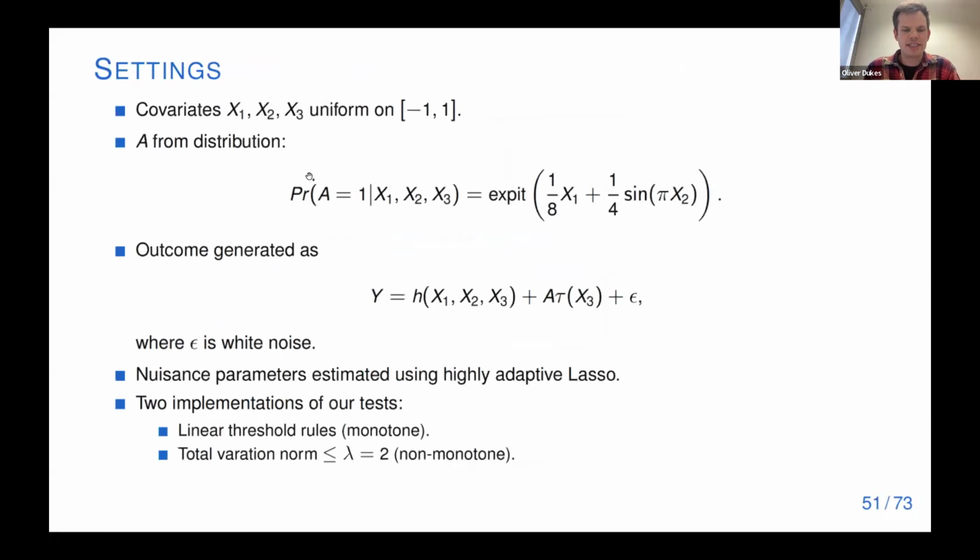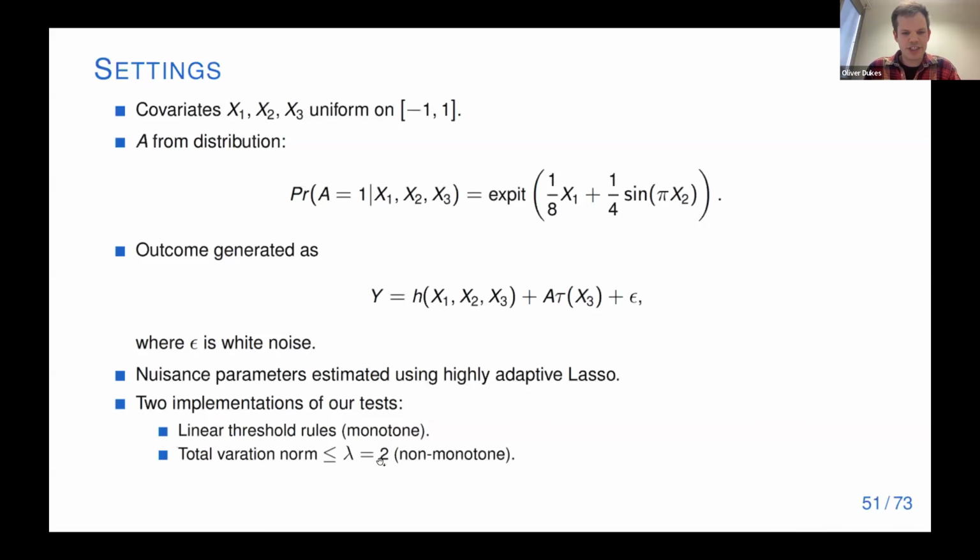All right, so some simulation studies just to illustrate the methods. We have 3 covariates, uniformly distributed, and a binary treatment, which is generated using the model on the slide. The outcome is generated using this model here. I haven't really said what H is, but the most important piece is this tau of x3 here. So there's only heterogeneity with respect to one covariate, which is x3. I'm going to look at the different types of KATE models we considered on the next slide. Nuisance parameters were estimated using the highly adaptive lasso.